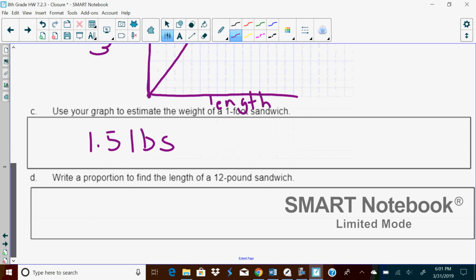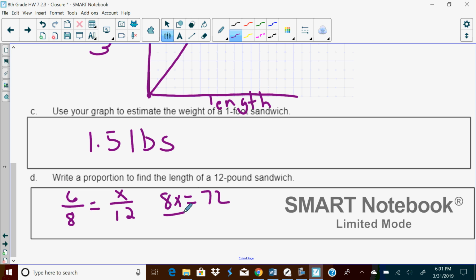Write a proportion to find the length of a 12-foot sandwich. So proportion, I know that 6 is going to be 8. So I would do 12 on the bottom, get x, so I get 8x equals 72. Divide by 8, I get x equals 9 feet.